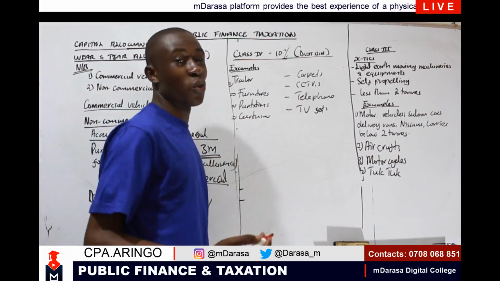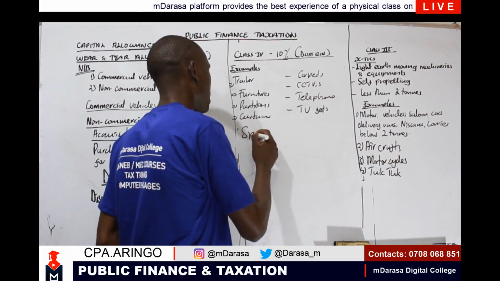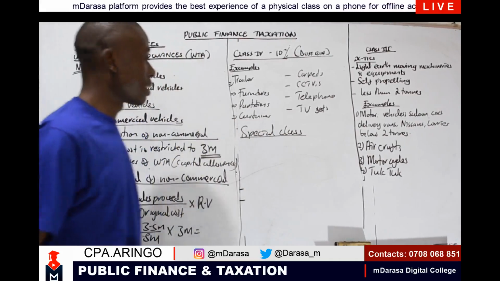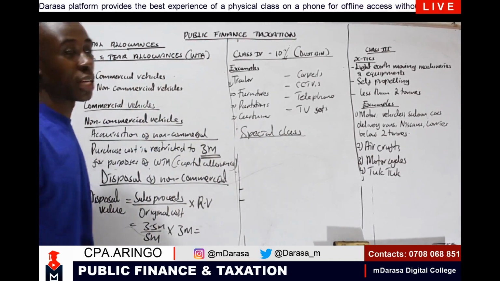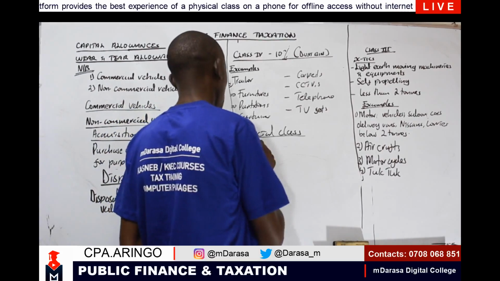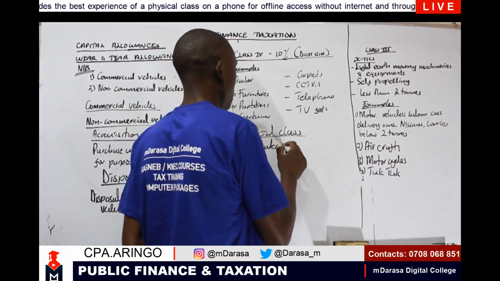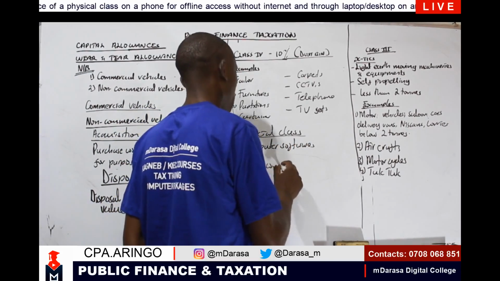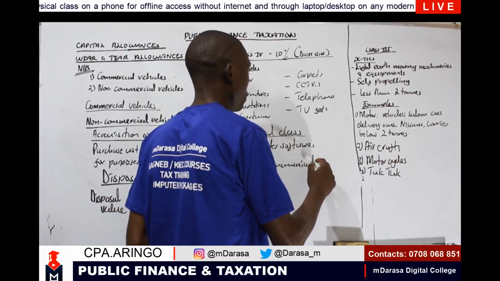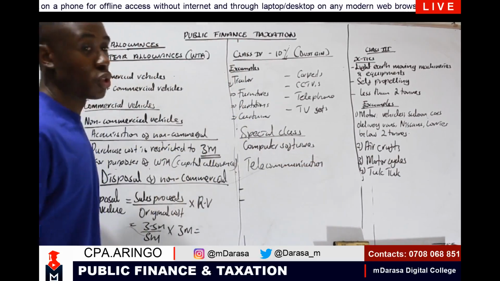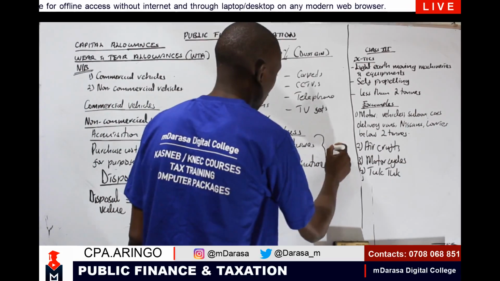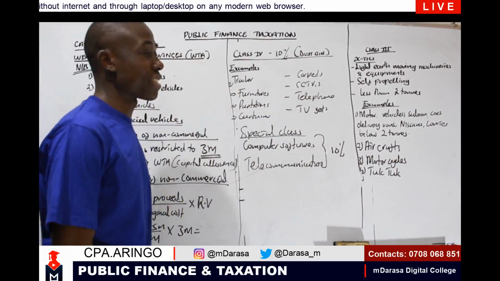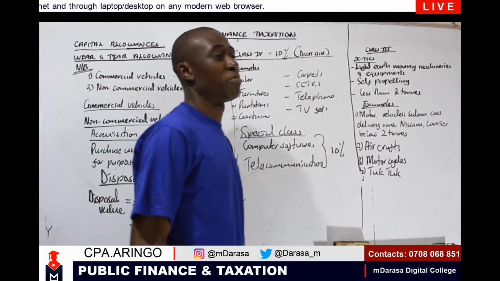Now that should take us to, of course, our last class before we look at the schedule, WTA. This is the special class. At the end of the special class, we normally talk of computer software and other telecommunication devices. So basically you're saying that for the special class, ideally you talk of it at the rate of 10%, the current rate, because previously it was at the rate of 20%.